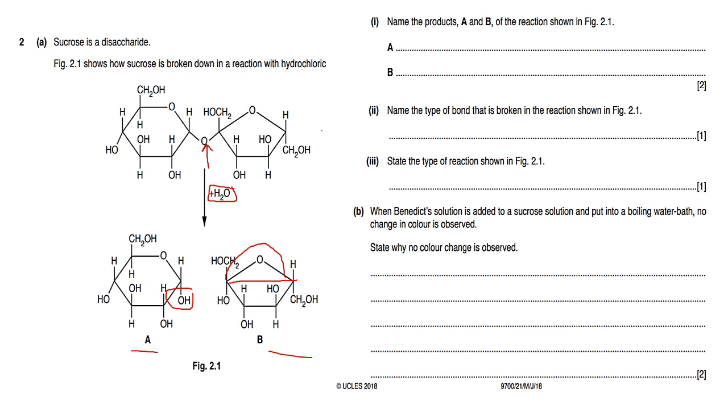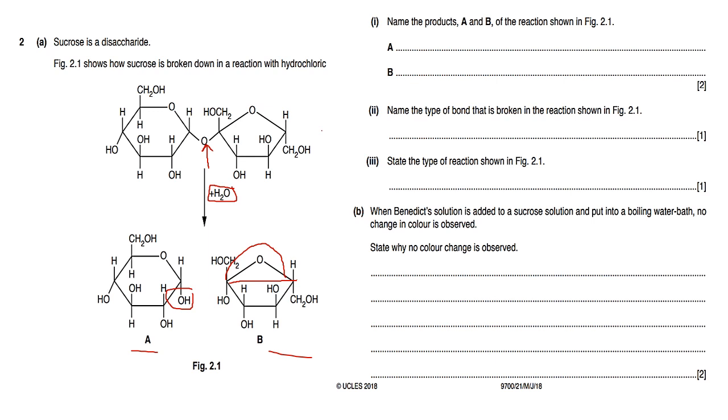Because this is 2 points, you have to give 2 things. State why no color change is observed. First, you have to say that the bond in the sucrose molecule has not been broken by the addition of hydrochloric acid. That would definitely give you 1 mark. Your second mark would be the fact that you don't have any reducing sugars present. So glucose is the reducing sugar, sucrose is the non-reducing sugar. I'm sure of it now.